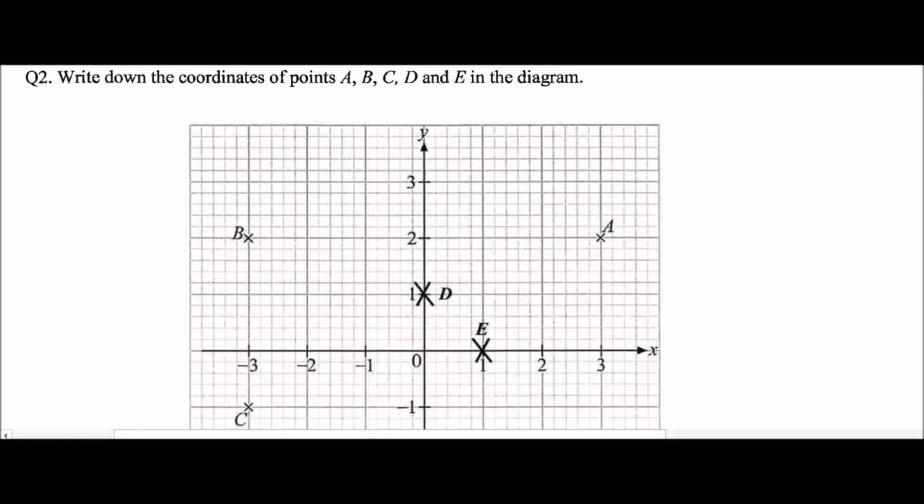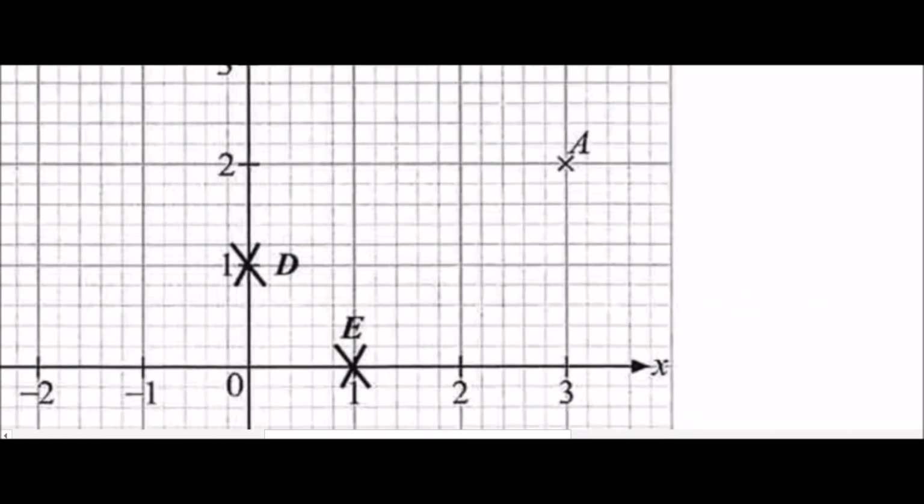All right, so moving on, write down the coordinates of points A, B, C, D, and E in the diagram. So now they have labeled the points for you, and your task is to tell us what is the coordinate. Remember, to tell us the coordinate, you need to give me 2 numbers, the x coordinate and the y coordinate.